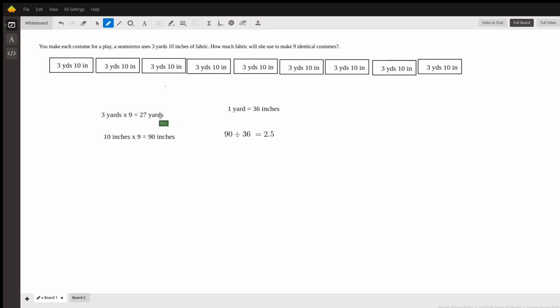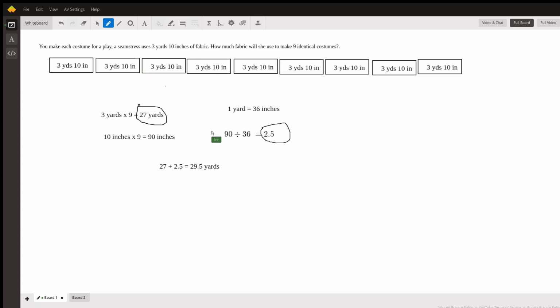So now I need to look back at this number. So up here, I have 27 yards, which was already used. Now I have 2.5 yards. Okay, so over here, we're going to add them together. So we have 27 yards plus 2.5, which gives us 29.5 yards total.